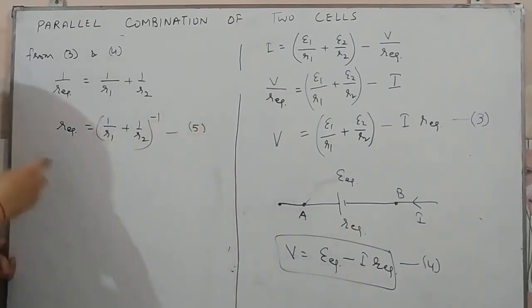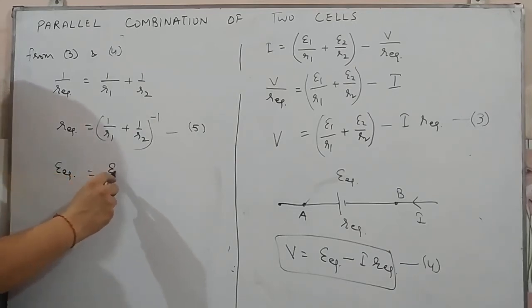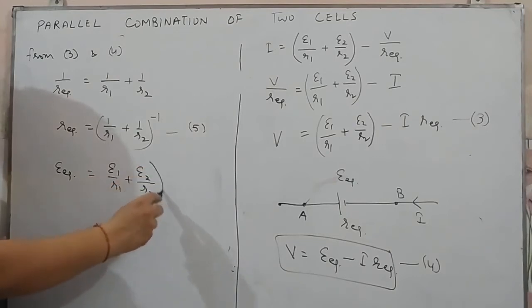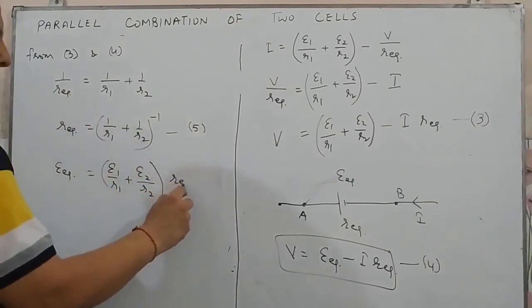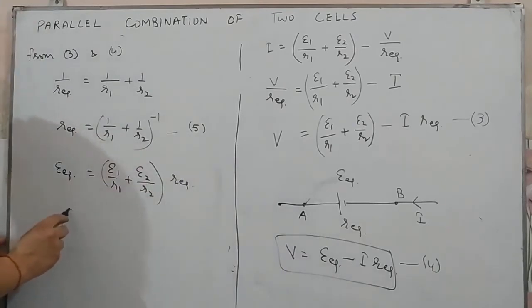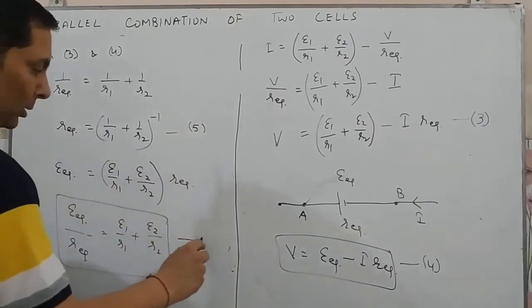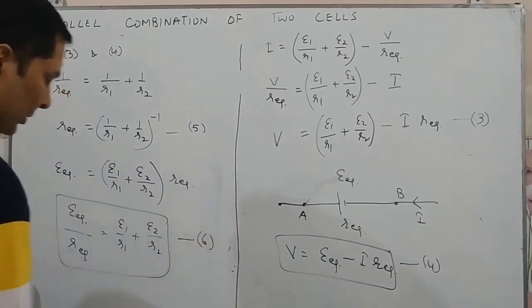Next, we have E equivalent multiplied with R equivalent. So what we will do, we will write it in simpler form, that E equivalent upon R equivalent is equal to E1 upon R1 plus E2 upon R2, and leave it as such. This is result number 6.